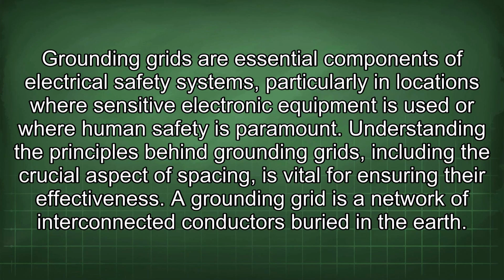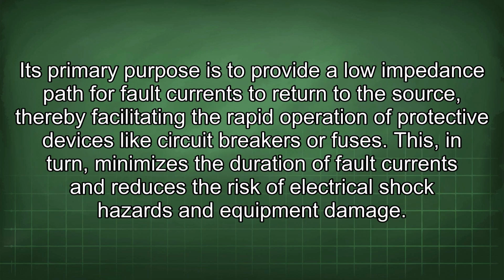Grounding grids are essential components of electrical safety systems, particularly in locations where sensitive electronic equipment is used or where human safety is paramount. Understanding the principles behind grounding grids, including the crucial aspect of spacing, is vital for ensuring their effectiveness. A grounding grid is a network of interconnected conductors buried in the earth. Its primary purpose is to provide a low impedance path for fault currents to return to the source, thereby facilitating the rapid operation of protective devices like circuit breakers or fuses. This, in turn, minimizes the duration of fault currents and reduces the risk of electrical shock hazards and equipment damage.